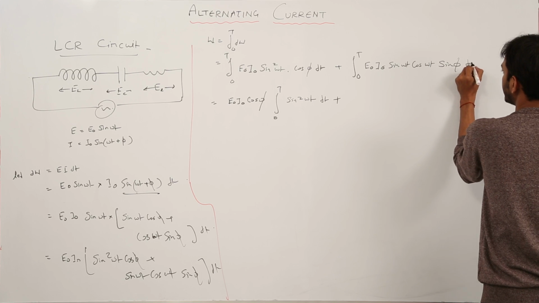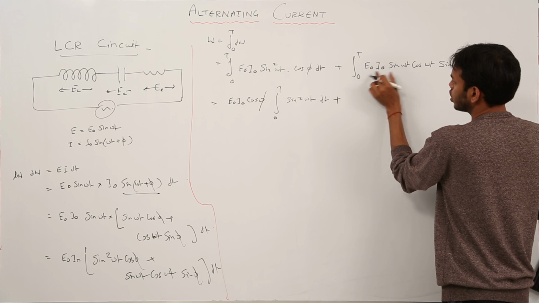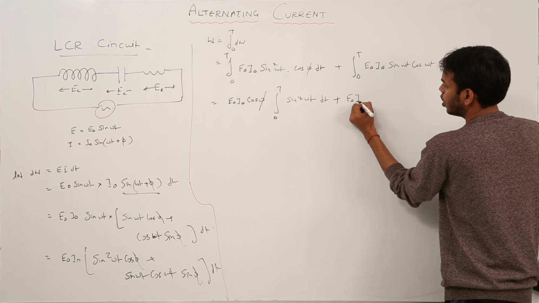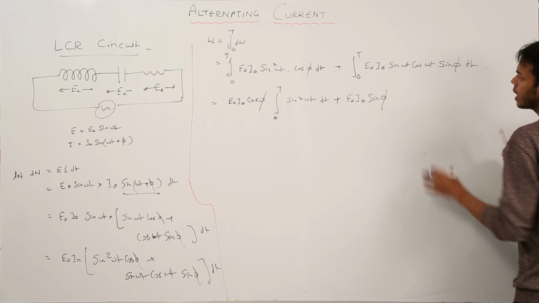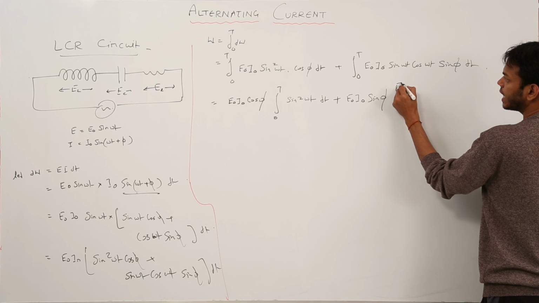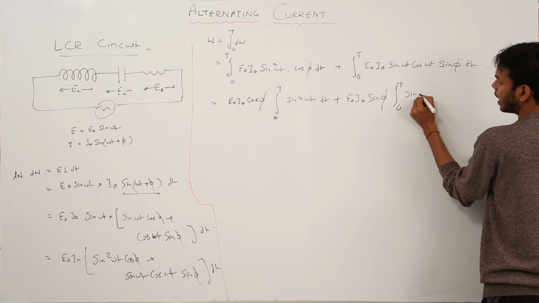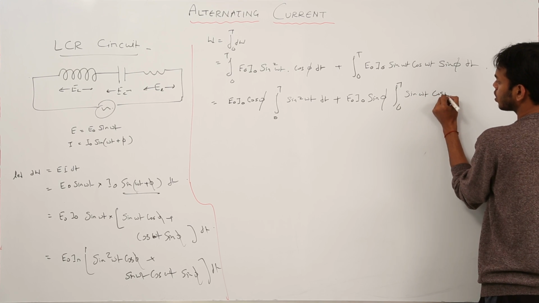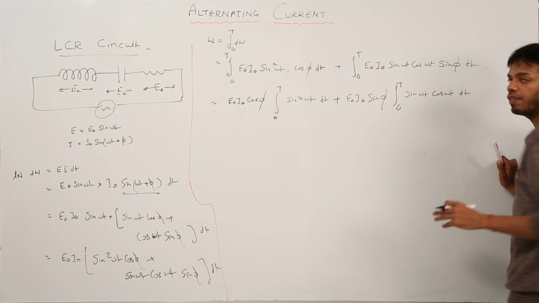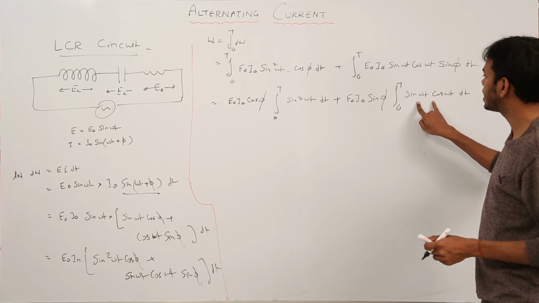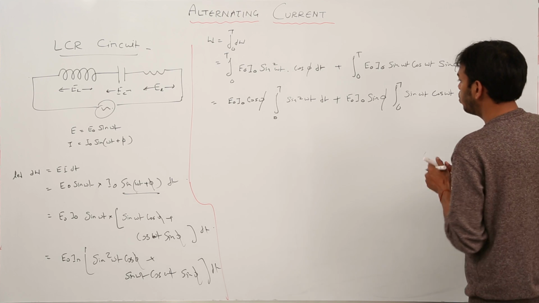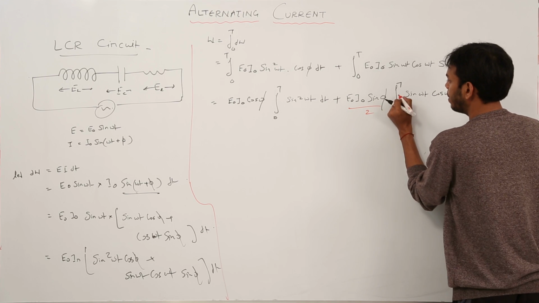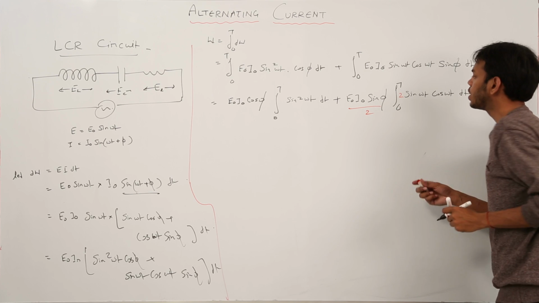So the constants here would be E naught I naught sin phi. Within the integration you are left with sin omega t cos omega t dt. We have just done that integration. While we are doing integration of this term, we multiply this thing with 2 and divide by 2. Okay, so what do we get?